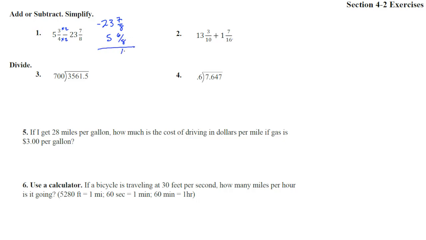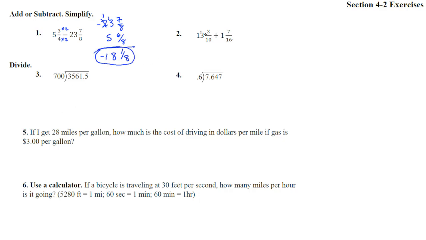7 minus 6 is 1. 3 minus 5 is too small, so we borrow. 13 minus 5 is 8. 1 minus 0 is 1. And the strongest one, which is negative, wins. Negative 18 and 1/8. Good.